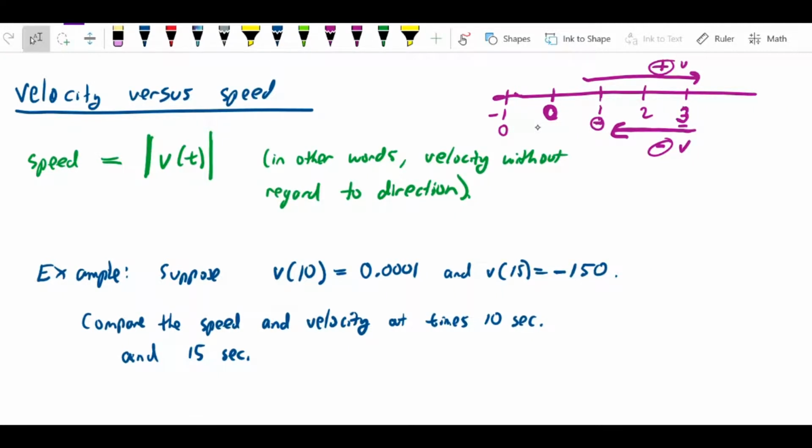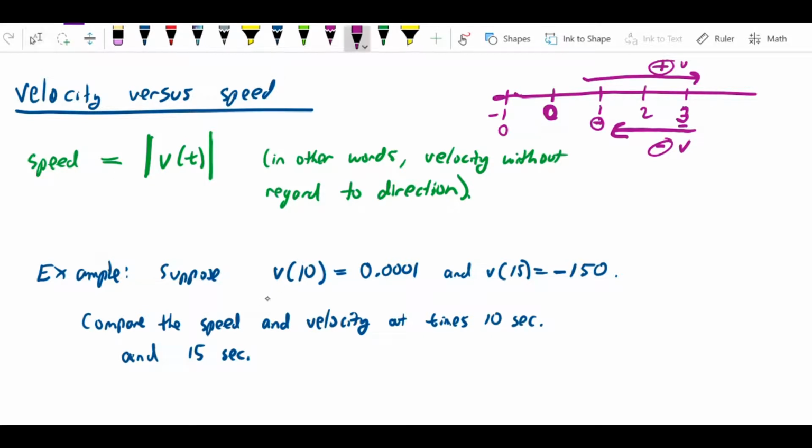So it makes sense that if the velocity is the rate of change of the displacement, an object that is going to the left would be treated as having a negative velocity. So what speed does is it ignores direction and simply asks how fast the object is moving. So speed is, we can think of it as just the absolute value of the velocity.